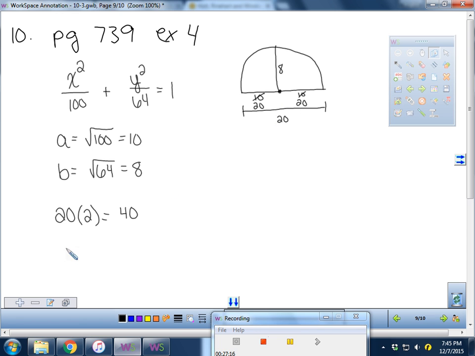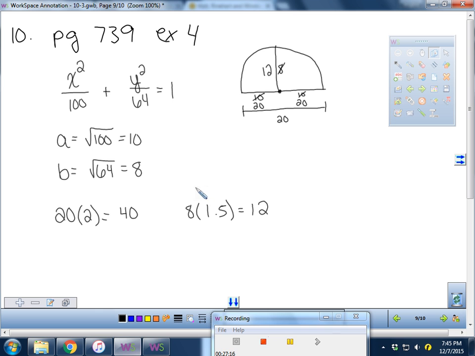And they want to go 1.5 times as tall, so I would take 8, that's my height, and take that times 1.5. That gives me 12. So now instead of being 8 feet tall, it is 12 feet tall. I don't have to split it because my semi-ellipse only goes up, it doesn't go down. If it went down, it was 12 the whole way, then I would split it like I did halfway across.